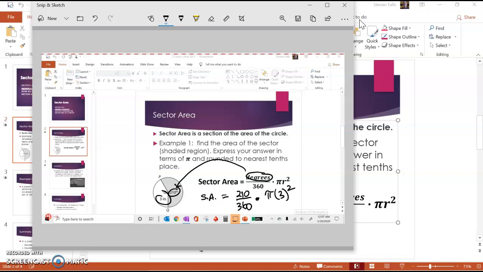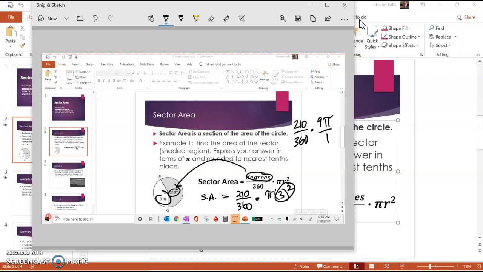So now we have 210 divided by 360 times pi. 3 squared is 9, so that's 9 pi. I'm going to write it right here: 210 divided by 360 times 9 pi, because 3 squared is 9, and then 9 times pi we can just say 9 pi. In your calculator, remember, I can make this into a fraction by just putting it over 1. You're just going to need a calculator to do the rest.